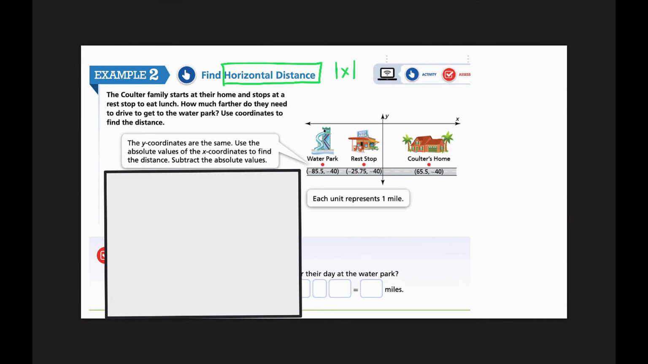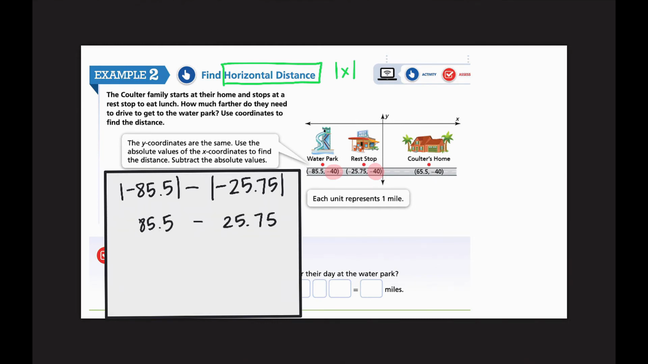So we can see here already that they have the same y, and that's okay because that's how far they are apart from Coulter's home. We're trying to find the distance between x, right? So we are going to use the absolute values of the water park from the rest stop. So we'll have the absolute value of -85.5 minus the absolute value of the rest stop, which is 25.75. Okay, so that absolute value is 85.5 minus 25.75.